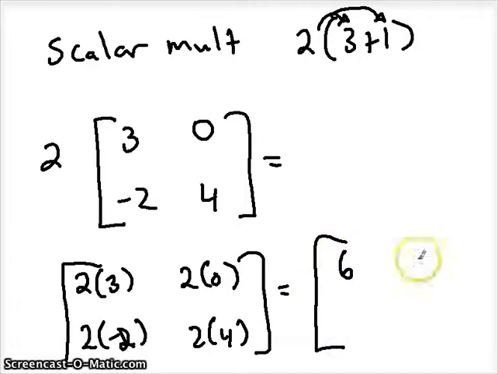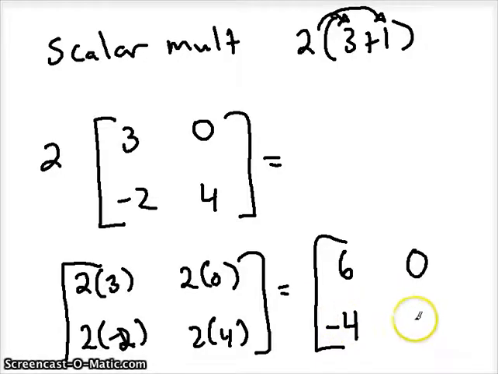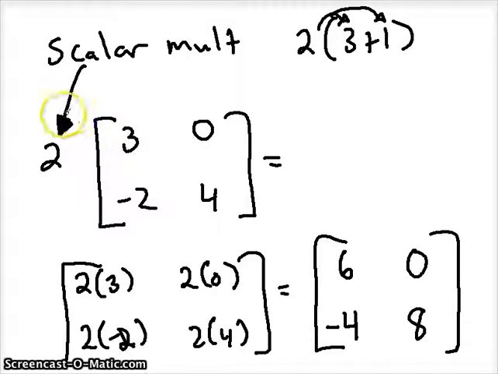2 times 3 is 6. 2 times 0 is 0. 2 times -4. Oops, 2 times -2 is -4. There we go. And 2 times 4 is 8. So that's how we would do scalar multiplication. And this thing right here, that number that sits outside the matrix, is called the scalar. Nothing more complicated than that.